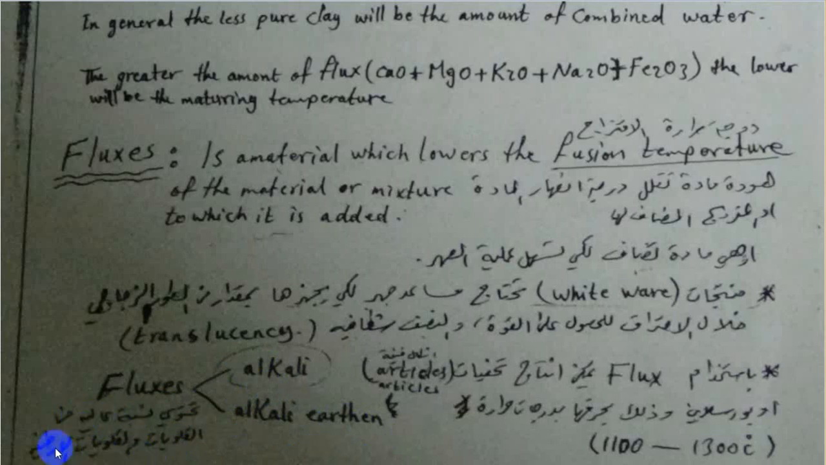The fluxes are of high content of the alkali as well as the alkali earth, both at the same time. So by using the flux, we can yield article potteries, antiques, coppersmith work, special articles, wares, or porcelain by calcining them at a temperature of 1100 to 1300 centigrade.